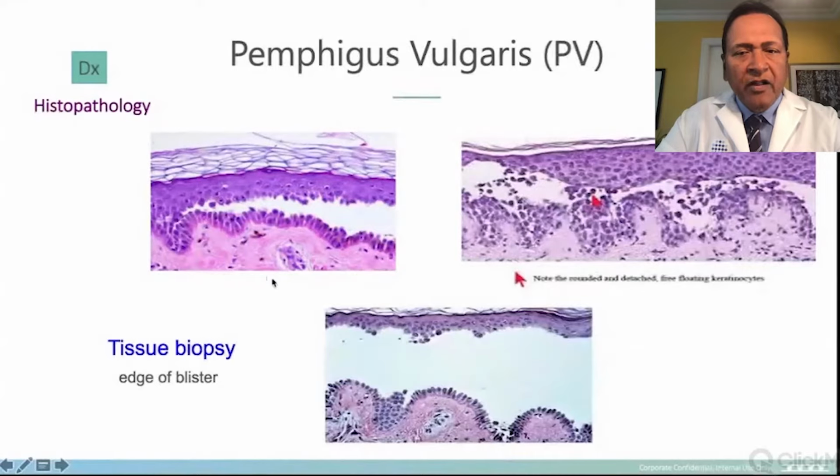So in terms of pathology, as I mentioned, it's an intraepidermal split. Here you see an H&E image, and you see the split is just above the basal layer of keratinocytes, giving this characteristic row of tombstones picture. And so you see most of the epidermis come off here. And typically you want to take a biopsy at the edge of the blister. And here are some examples here. And Dr. Grover will review this further in her presentation.